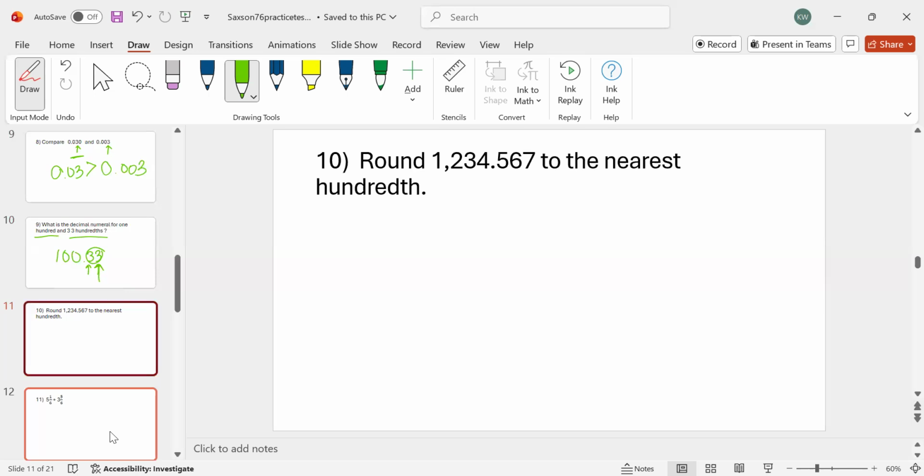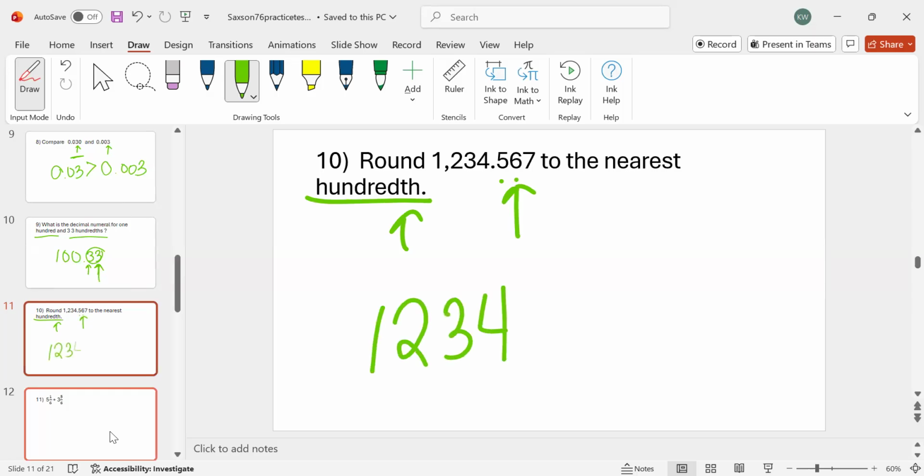We want to round 1,234.567 to the nearest hundredth. It says hundredth, so that means to the right of the decimal place. And where's the decimal place for hundredths? Tenths is the first one, hundredths is the second one. So we write the numbers as they are up until we get there.